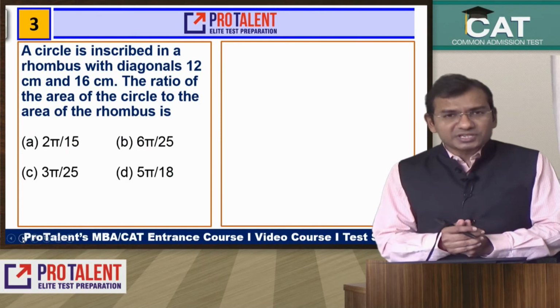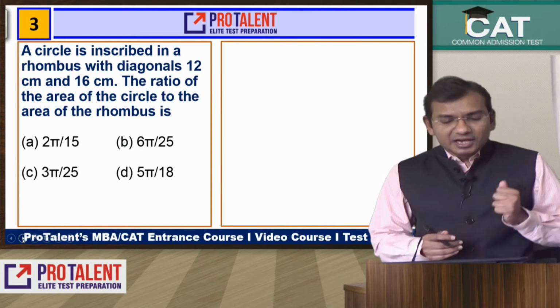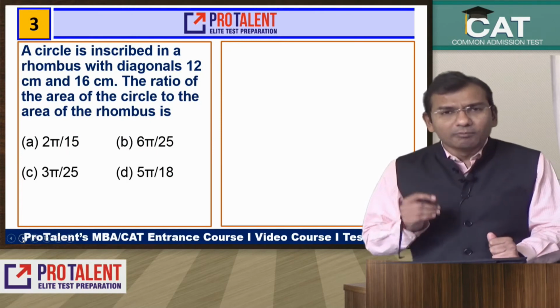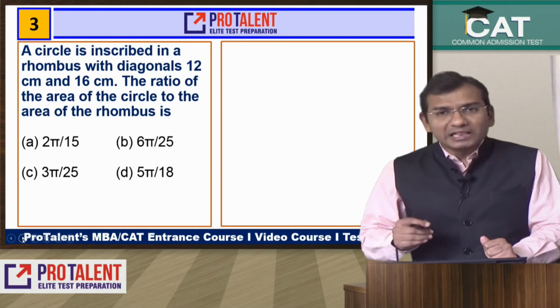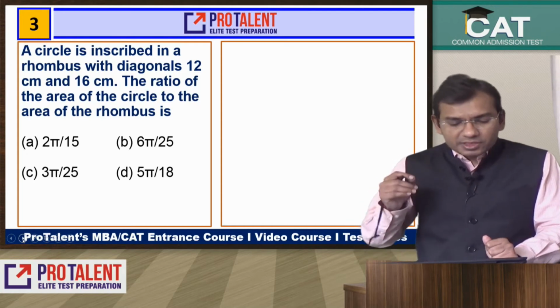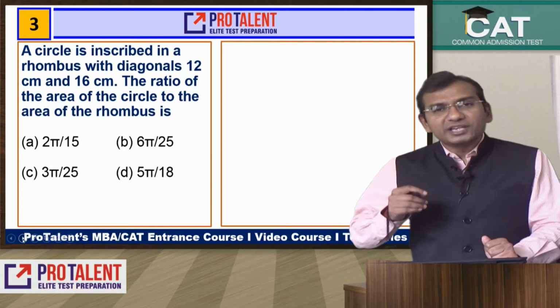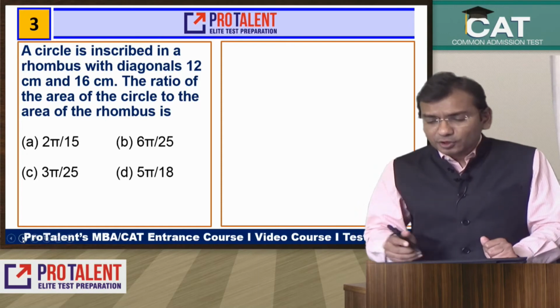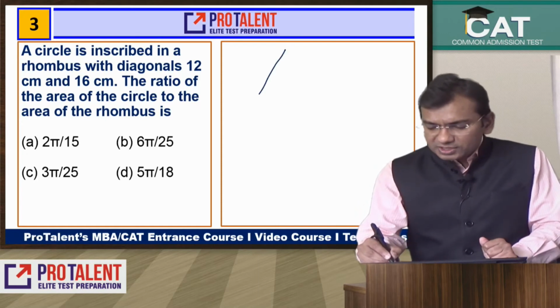Let's start with question number 3. This is interesting. A circle is inscribed in a rhombus with diagonals 12 and 16 centimeter. The ratio of area of circle to the area of rhombus. We know the area of rhombus. My dear students, what is a rhombus?